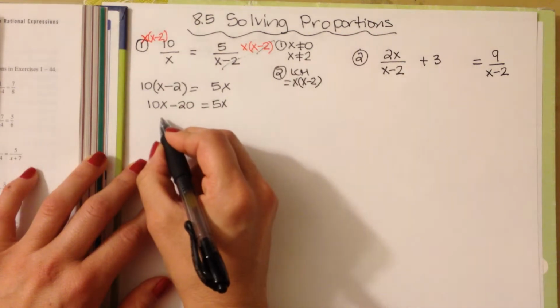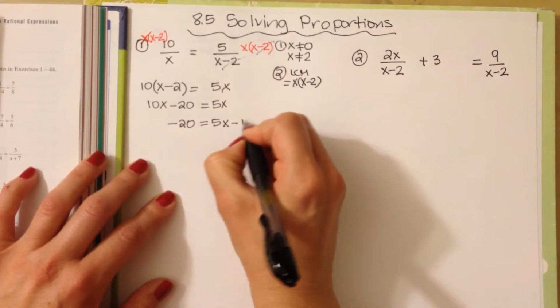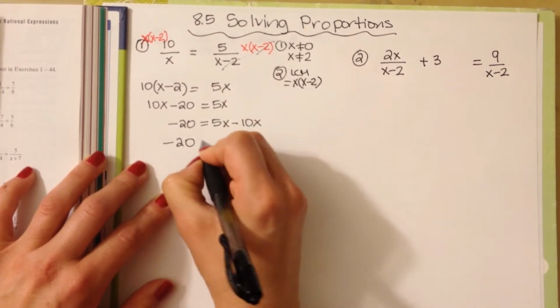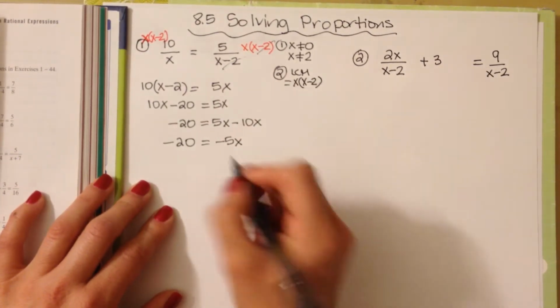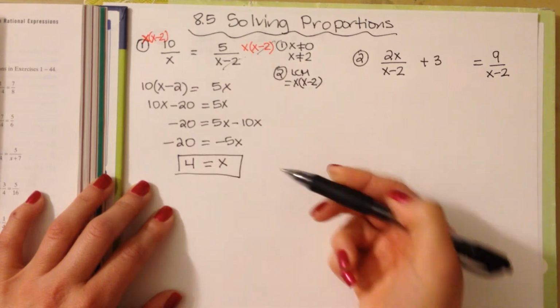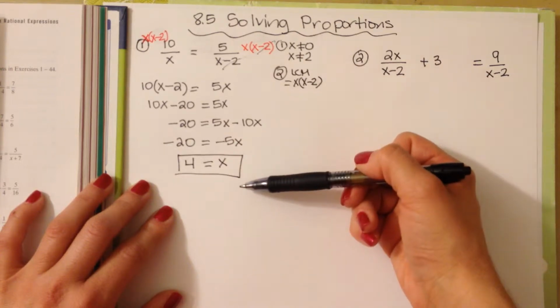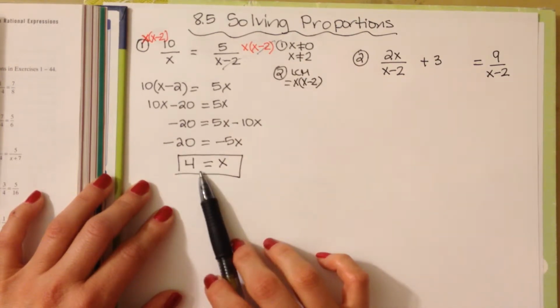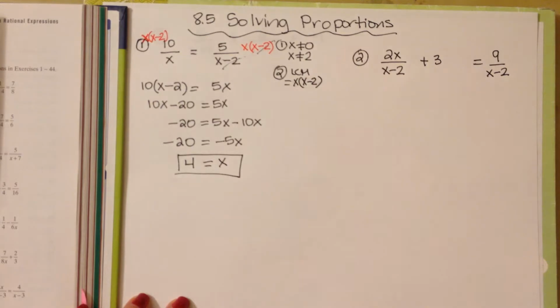And then we subtract 10 from both sides. Subtract 10x from both sides. Negative 20 is equal to negative 5x. Divide both sides by negative 5. X is equal to 4. As long as your answer is not the restricted value or values, then we're good. Sometimes when you solve, the answer you get will be a restricted value, in which case we say no solution. You can check your answer by substituting 4 back into the original equation, so you can always do that.